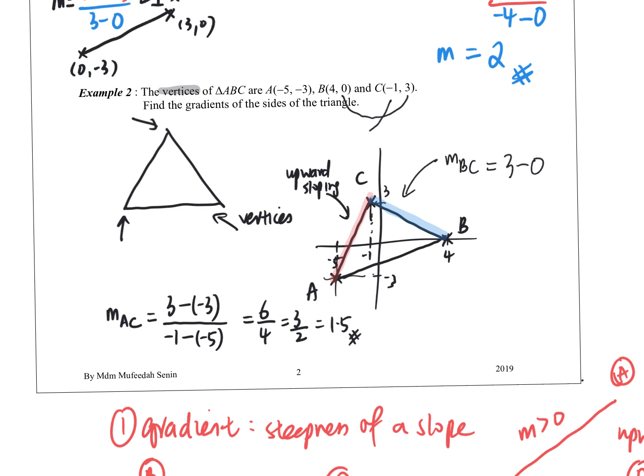So 3 minus 0. Then x2 minus x1. So minus 1 minus 4. So you press calculator, it's minus 3/5. If you don't like fraction, you can give me decimal also. Which makes sense because this is downward sloping, that's why it's negative.